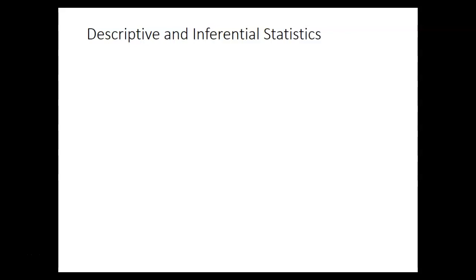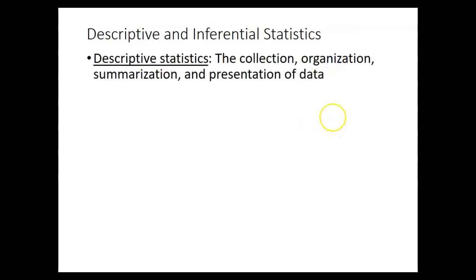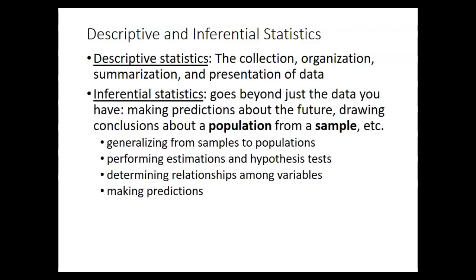So let's talk about what descriptive and inferential statistics are, because that's what this section is about. Descriptive statistics is the collection, organization, summarization, and presentation of data. And then inferential statistics goes beyond just the data you have and involves making predictions about the future, drawing conclusions about a population based on a sample, things like that. So this involves things like generalizing from samples to populations, saying what's true about the whole bathtub full of beads based on the handful that you pulled out. It includes performing estimations and hypothesis tests, determining relationships among variables, and making predictions. And this involves probability.